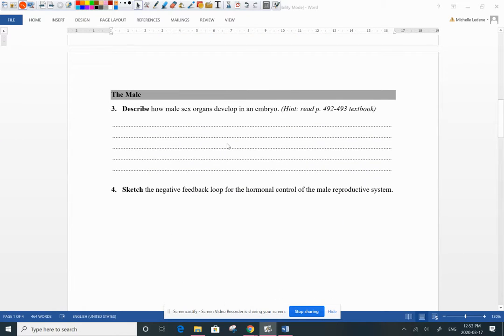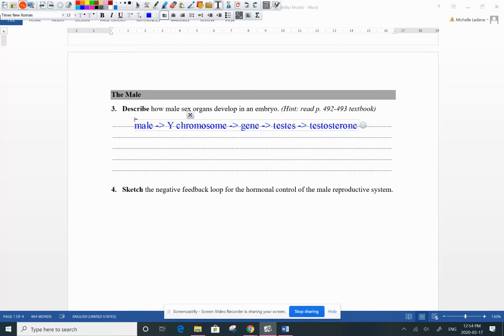So question 3 asks you to describe how the male sex organs develop in an embryo. So here's the deal. The male has a Y chromosome. Females are XX, males are XY. And it's that Y chromosome that is going to activate a gene, the SRY gene, on the male to start him producing his testes. And the testes, in turn, produce this male hormone called testosterone. We've all heard of this one, the male androgen or sex hormone.